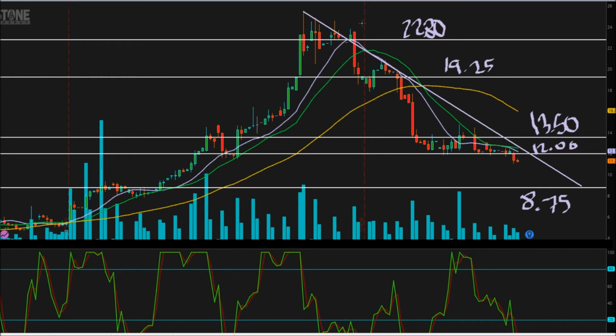You can see it bounced off here, got denied, fell back down, almost came up to test that trend line again, but didn't have enough momentum. And then it came close to testing it again here, but once again, not enough momentum. So, as you can see, I mentioned earlier in the video that we would like to see this push back up to $12, and this downtrend is indeed telling us that as well.